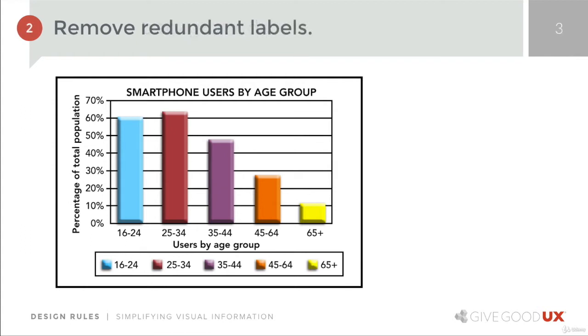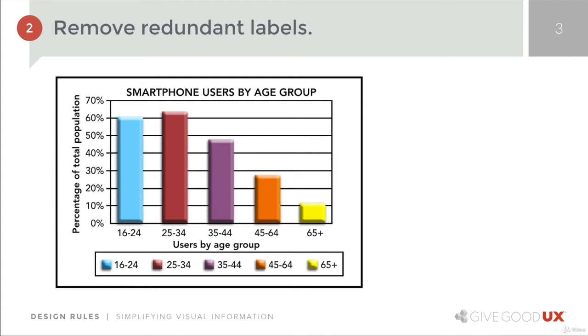Number 2, remove redundant labels. Take a look at the labeling here. At the very top, we see smartphone users by age group. On the left, percentage of total population. At the bottom again, we see users by age group. That's the same thing that's already said at the top in the title, smartphone users by age group.